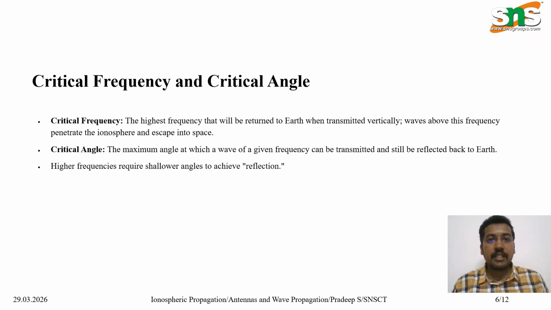Critical frequency is the maximum frequency that can be transmitted vertically and still return to Earth. If the frequency exceeds this value, the wave passes through the ionosphere and is lost in space. The critical angle, on the other hand, is the maximum angle at which a wave can be transmitted and still return. For high frequencies, the transmission angle must be smaller or more shallow to ensure that the wave bends back to the Earth.